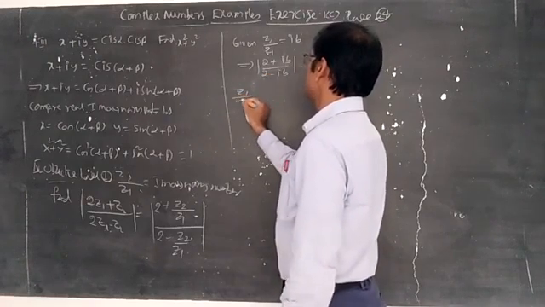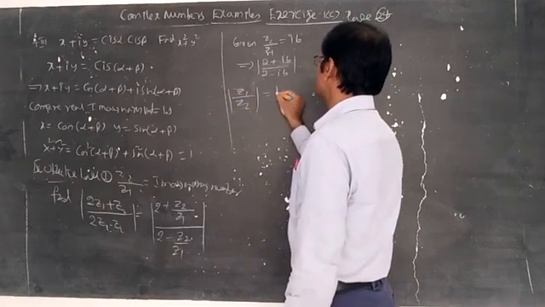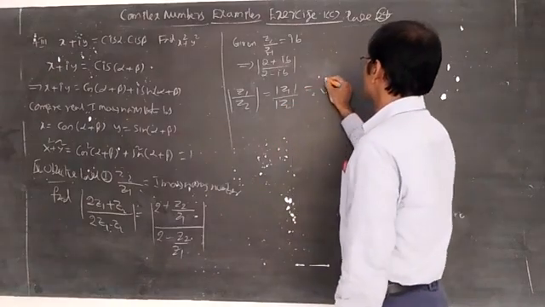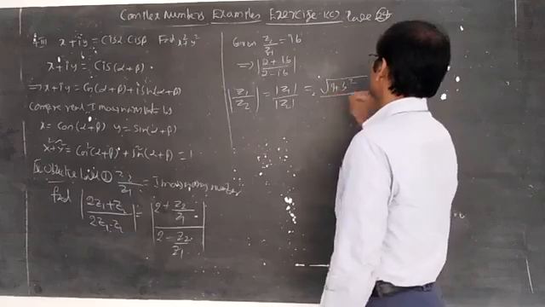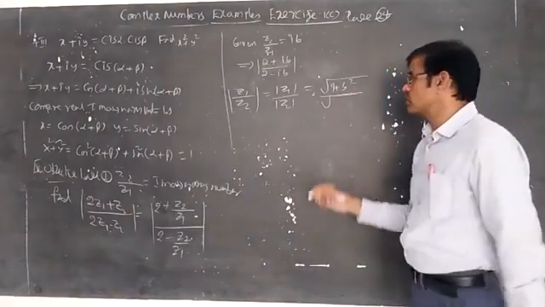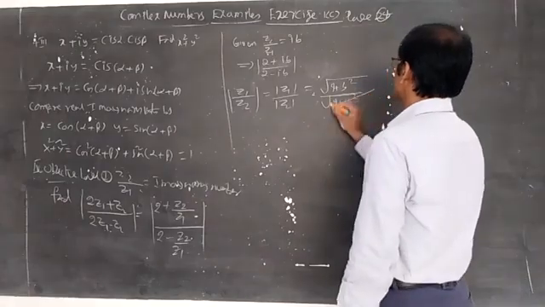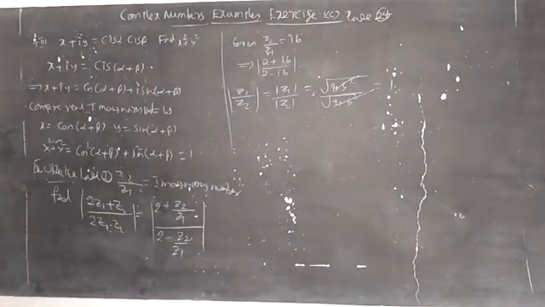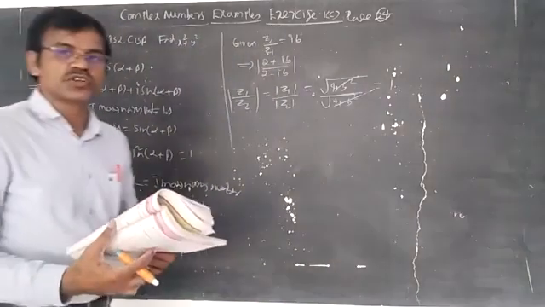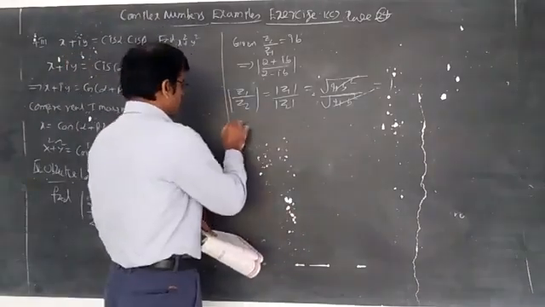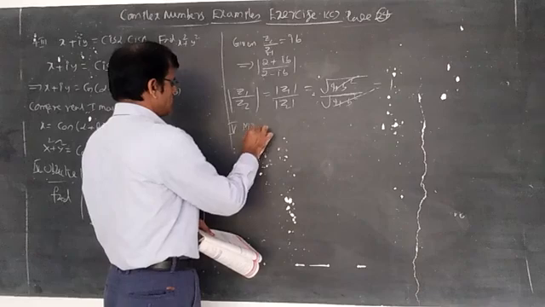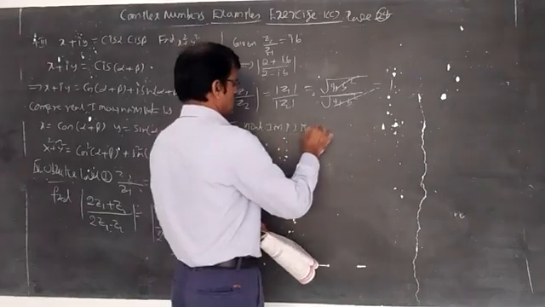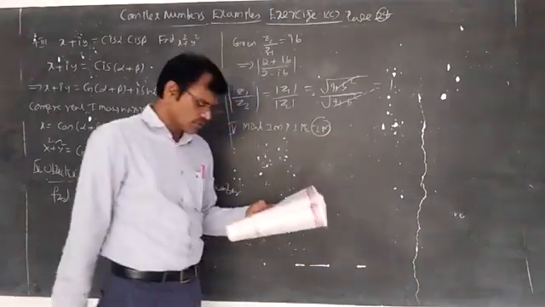Let us write the formula: modulus of Z1 by Z2 is equal to, separately, mod we can take. Modulus Z1 by Z2. So root of component square plus component square by root of component square plus component square. Root of 4 plus b square by root of 4 plus b square is 1. Simply the answer is 1. Such complex numbers are called unimodular complex numbers. This is the most important IIT JEE question, 2 marks.